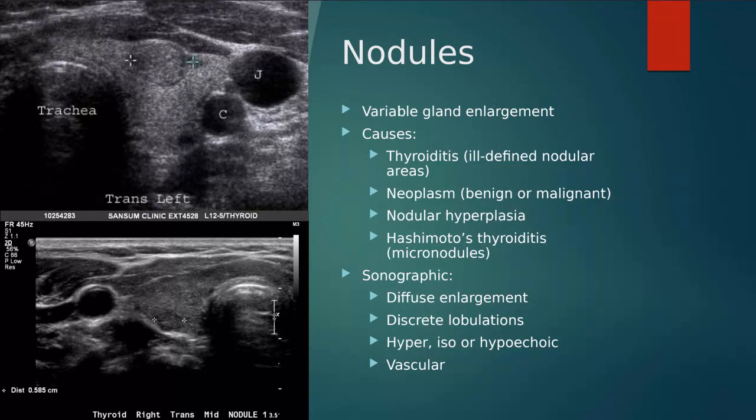On ultrasound, these are going to vary from patient to patient. We could see this focal enlargement of an area. We could see a nodule that has these little discrete lobulations. They're typically going to be any echogenicity, really. They can be hyperechoic, hypo, isoechoic. Those are really fun to find when they blend right in.